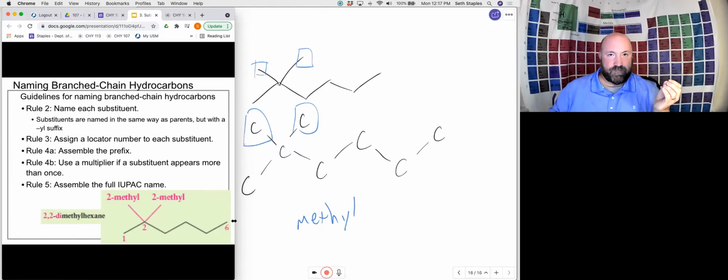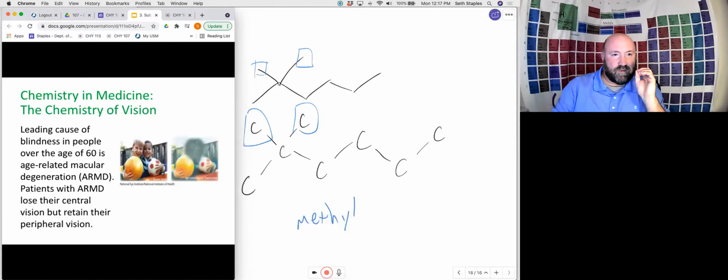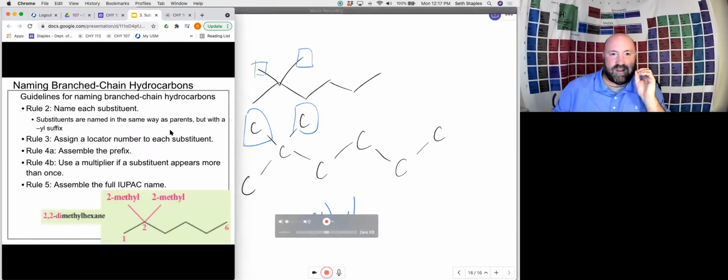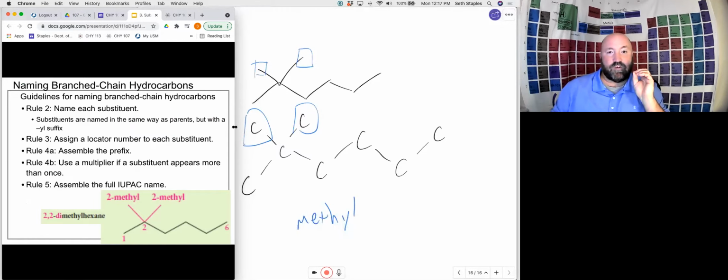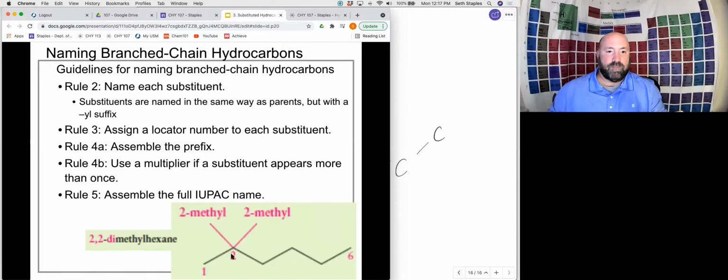The next thing that we need to do is identify where those substituents are located. And so we can see here that the substituents, in this case, are located on the 2nd carbon. Now, this is not only just 1 methyl coming off the 2nd carbon, it's 2 methyls. And so dimethyl. And so we get dimethylhexane. And this 2,2 tells us where those methyls are. They're both coming off our 2nd carbon.